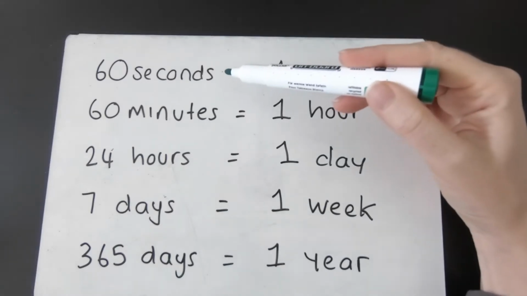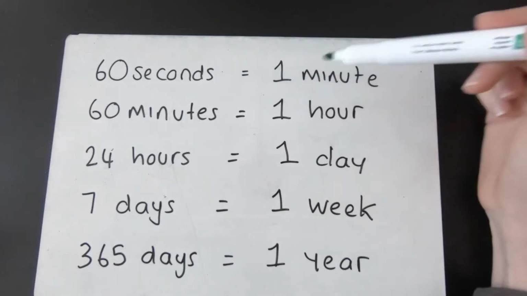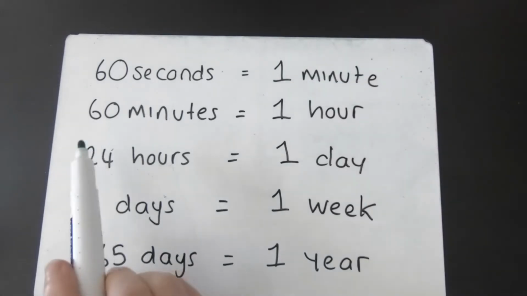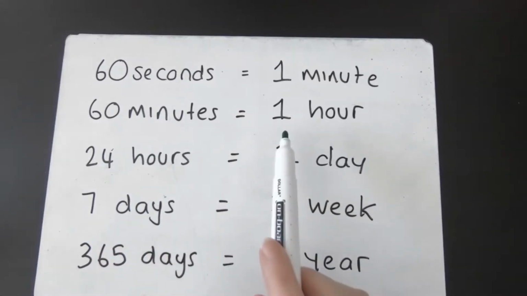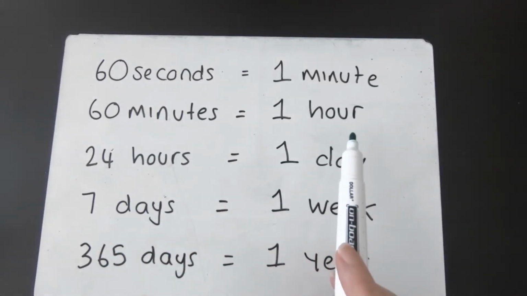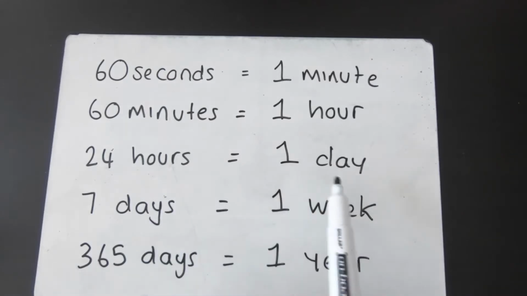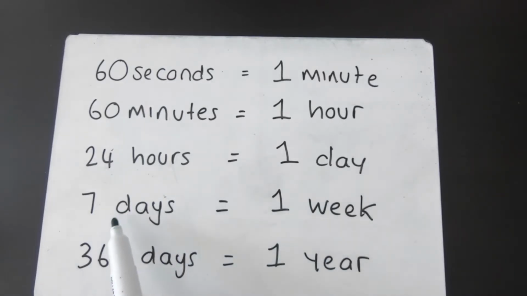60 seconds equals 1 minute. 60 minutes is 1 hour. 24 hours is 1 day. 7 days is 1 week. And 365 days equals 1 year.